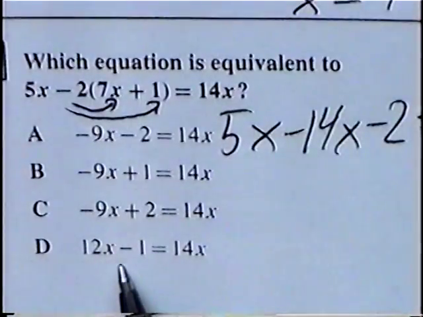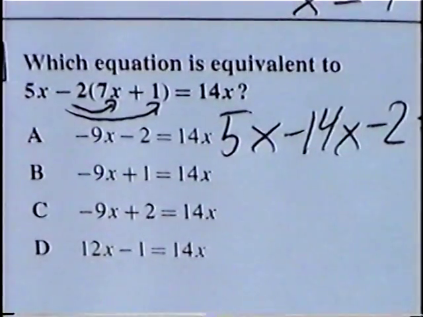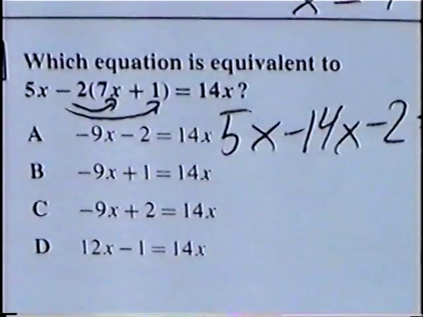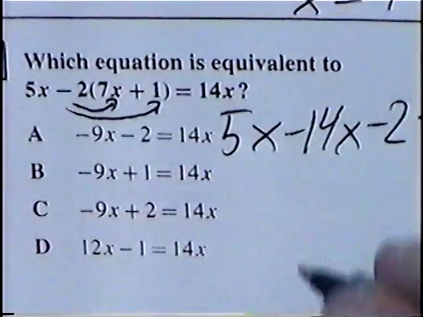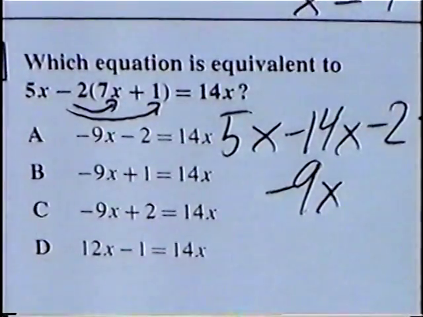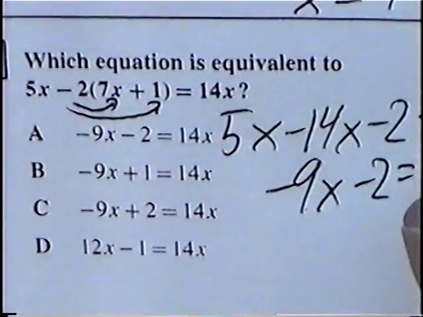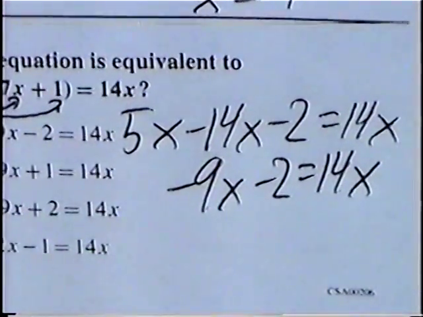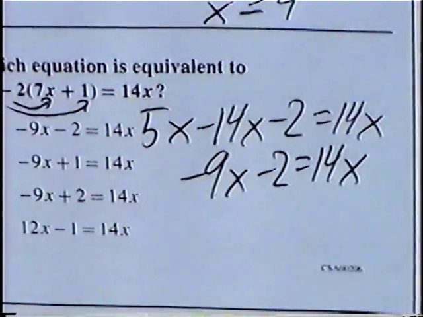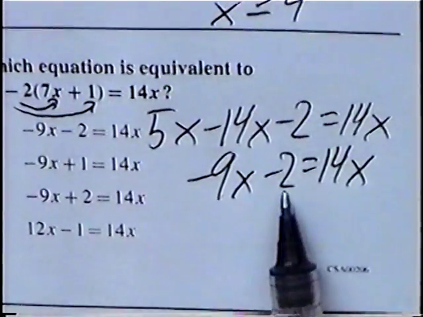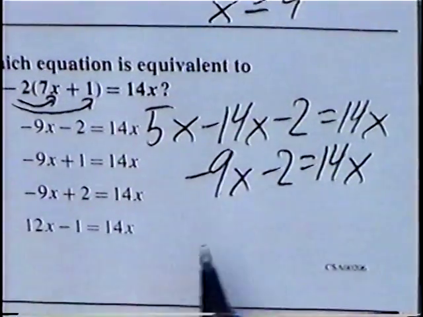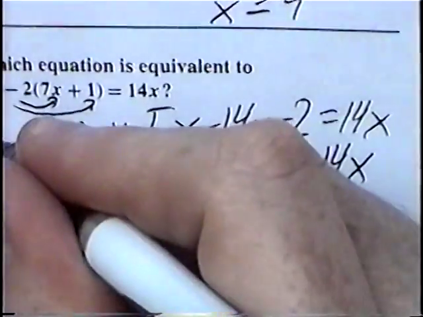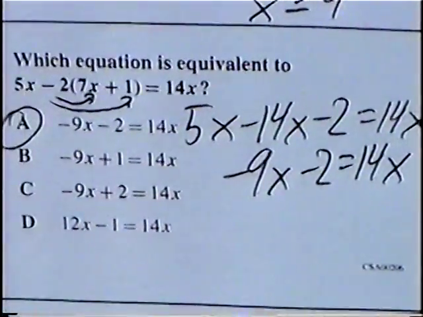Checking to see, it does not match up with any of the solutions so far. So continuing to simplify, combining like terms, 5x minus 14x would be negative 9x. Minus 2 would stay the same, and equals 14x would stay the same. And again, looking at the answers to see if this matches up. Letter A has the same answer, negative 9x minus 2 equals 14x. So the correct answer would be letter A.